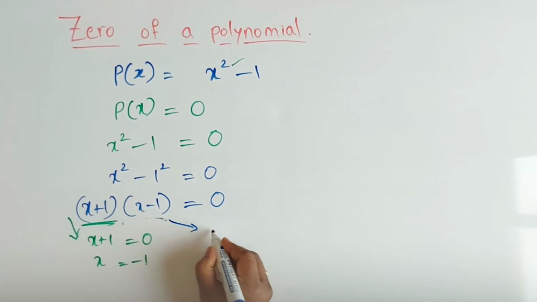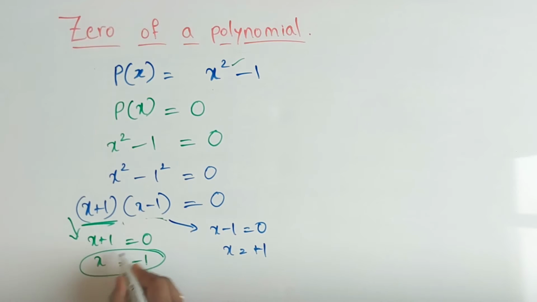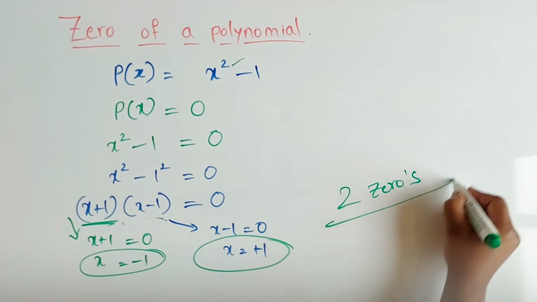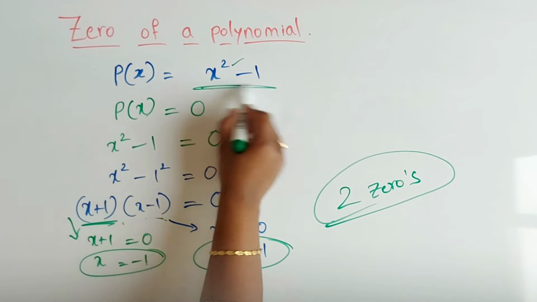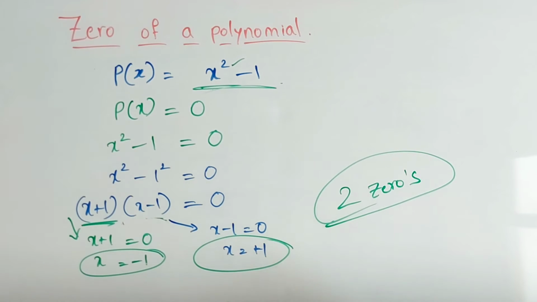Now I will send this term that side. From here I am getting x minus 1 equal to 0. So x equal to plus 1. So here I have two values, x equal to minus 1 and x equal to plus 1. Here I have two zeros of the polynomial because this is a quadratic polynomial. When you have a quadratic polynomial, you have two zeros of the polynomial, children.